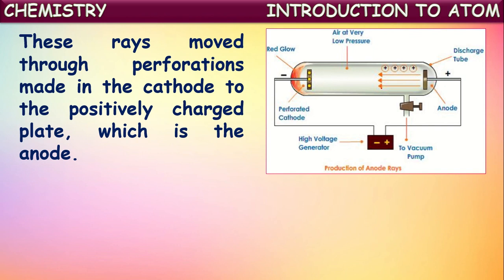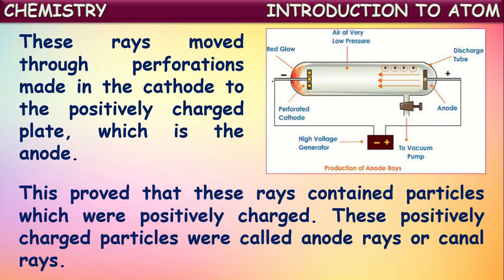They call these particles moving from anode side to cathode side anode rays or canal rays. This proved that these rays contain positively charged particles, because they are moving towards the negatively charged electrode. These positively charged particles were called anode rays or canal rays because they move from the side of the anode to the side of the cathode. So they are called anode rays.